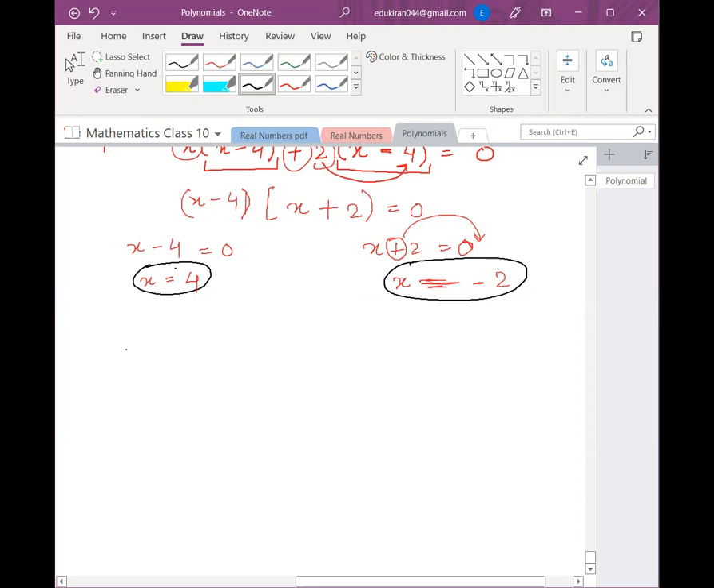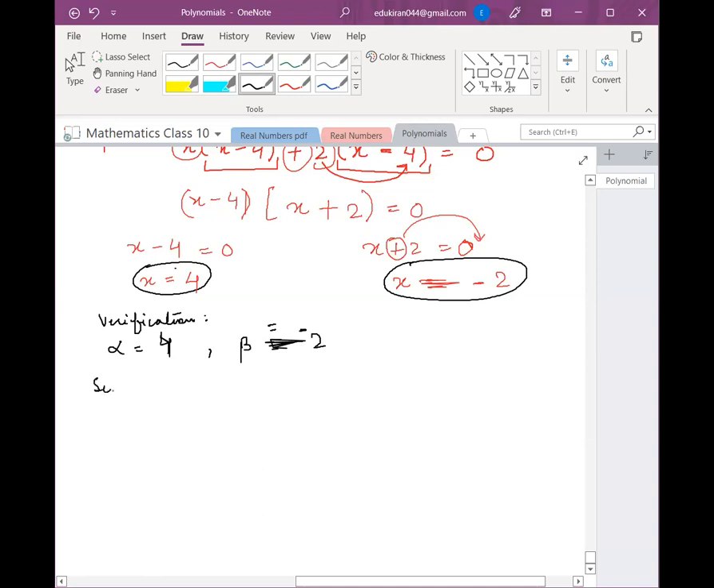Now, next, verify the relationship between the zeros and the coefficients. So now we will do the verification. My alpha, I have got 4, and another zero, beta, I have got -2. Can I write them like this? Okay, beta is equal to -2.